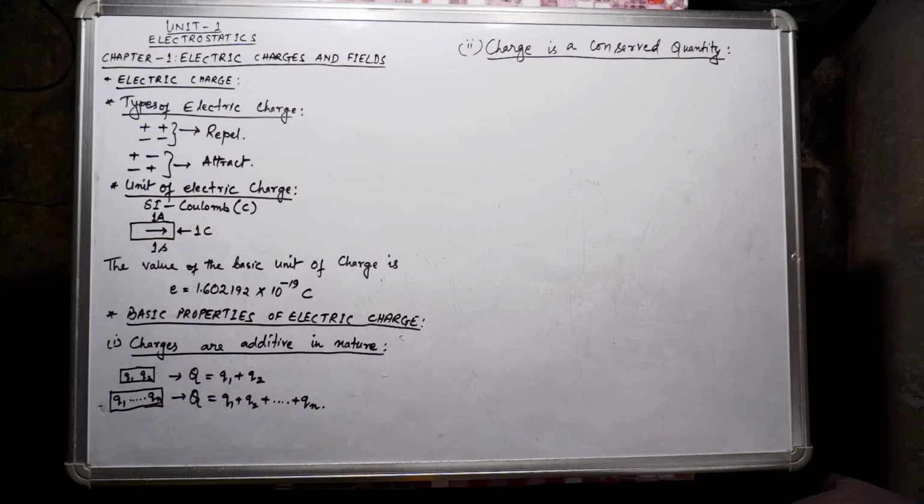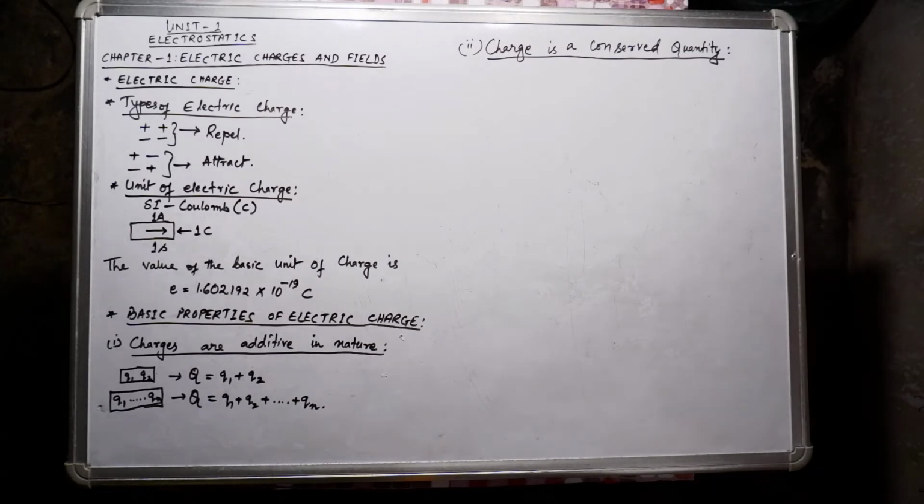That means, according to this property, you cannot create charge, and you cannot destroy charge. So charge is a conserved quantity. That means it will remain constant for a body. But we can have one thing which is called transfer of charge. That means it is possible for us to transfer the charge from one body to the other.